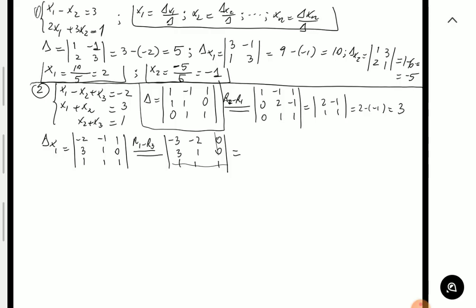So we're going to have, again, remember, negative 1 to the 3 plus 3, row 3, column 3, which is plus 1. And you're left with a minor: negative 3, negative 2, and 3, 1. And that's minus 3 minus negative 6. That is 3.